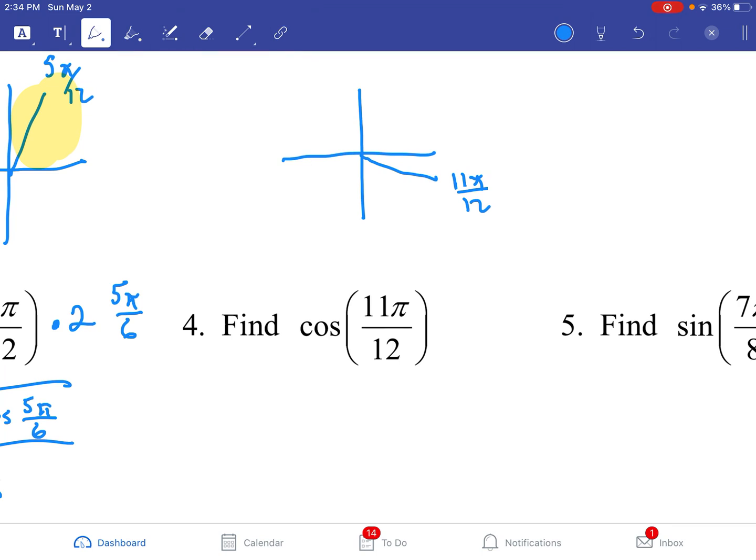Okay, if we're multiplying that by, I'm sorry, that's not right. My apologies. I was thinking something else. 11 pi over 12 would be here. Sorry about that. All right.